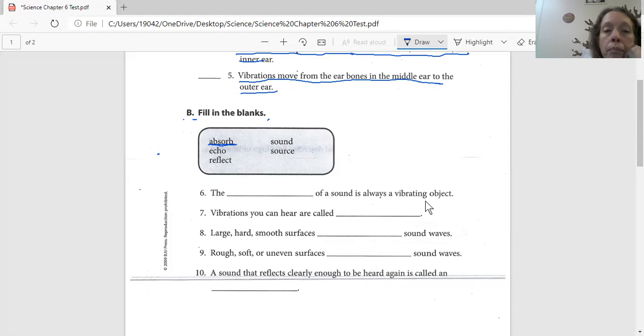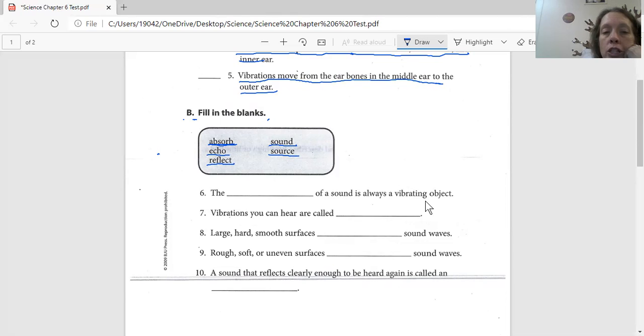Absorb, echo, reflect, sound, and source. Okay. Absorb, echo, reflect, sound, and source.